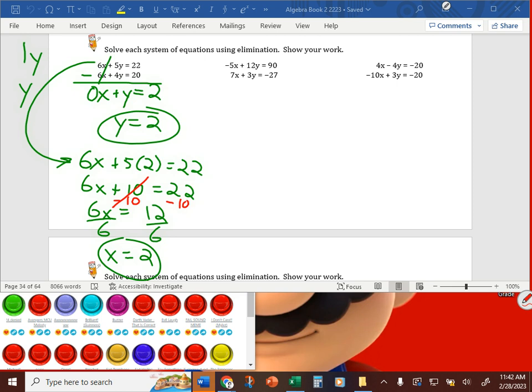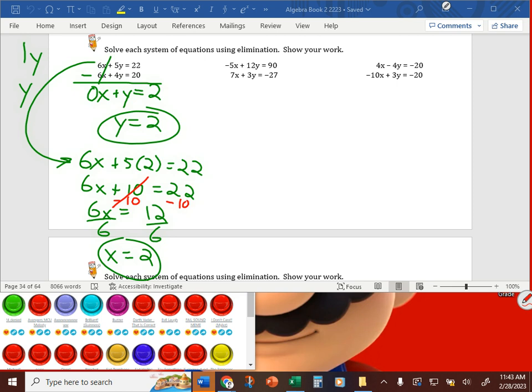Let's look at the next one there. Negative 5x plus 12y equals 90, and 7x plus 3y equals negative 27. As it's written, negative 5 and 7 aren't the same. 12 and 3 aren't the same. So we can't jump straight into the subtraction like we were able to here. There's one step we have to do first. We have to either make the 5 and 7 to be the same, or we make the 12 and 3 to be the same. And you're looking for least common multiple here.